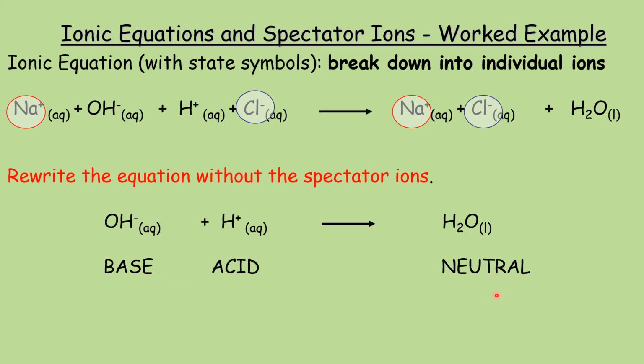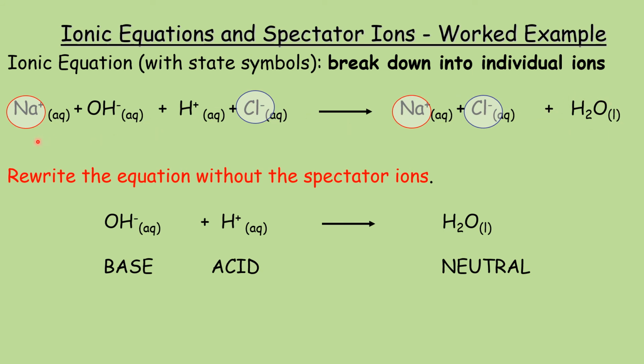Now the beauty of this, and you'll see this yourself when you go on to do some examples, is it doesn't matter which pair of base and acid you use, you will always end up with the same equation left when you remove the spectator ions, because the only thing that changes when you change the base or you change the acid is the salt that you produce. We did naming salts in a previous video, but what we always produce is water.